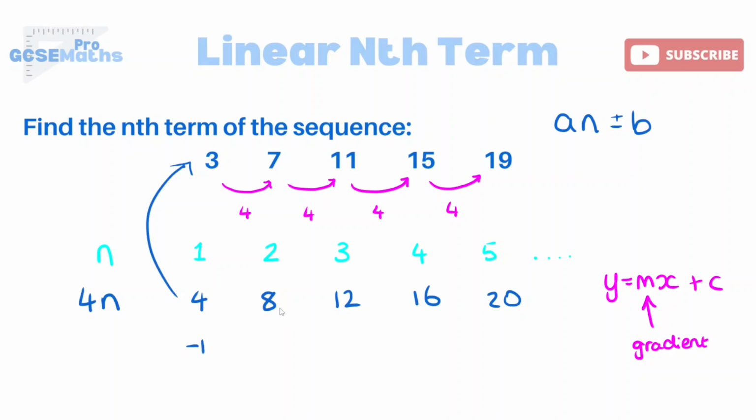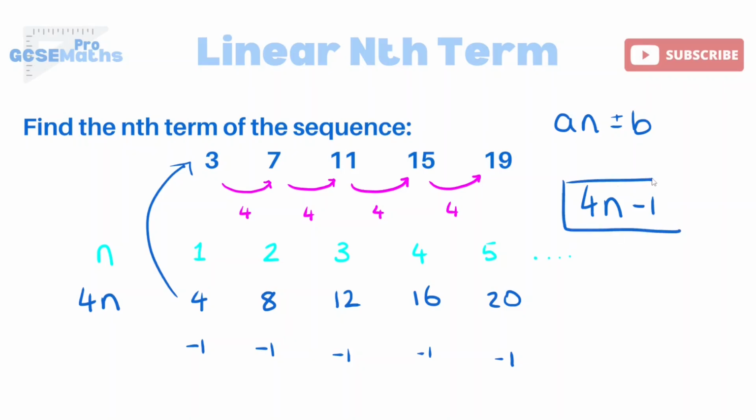Double check that for the next one. If I'm currently at 8, how do I get back to 7? Yeah, I minus 1, don't I? Same thing, just double check it works for all of them. So my final answer, when they ask for the nth term, they're basically asking for an expression, aren't they? Well, we've got 4n and then minus 1. That is your nth term.